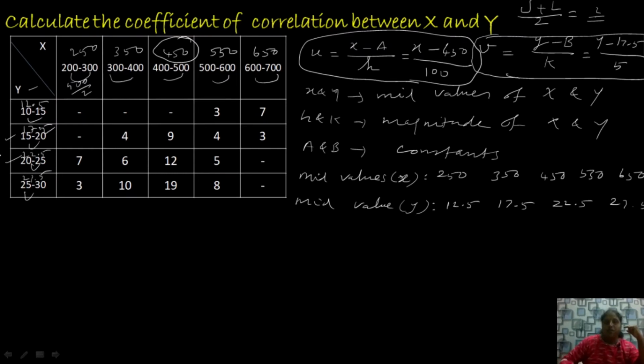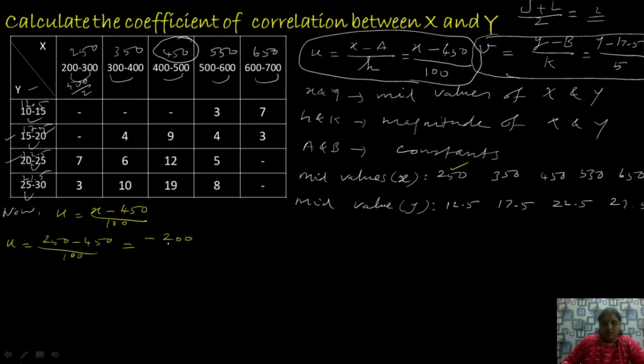So now u is equal to (x minus 450) over 100. Let us first take the value of x as 250. If you take x as 250, you get u equal to (250 minus 450) over 100. We get 250 minus 450 is minus 200 over 100. So you get minus 2.